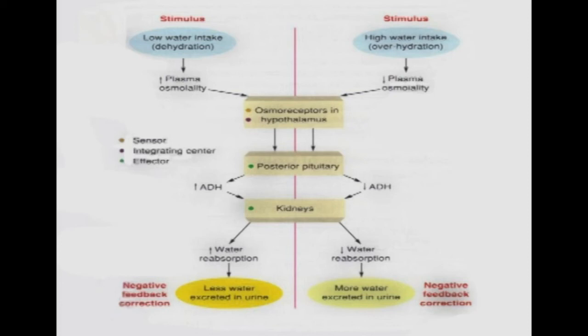As against this, whenever there is excess water or overhydration, look at the similarity. Again, osmolarity decreases. It acts on the osmoreceptors in the hypothalamus, which again stimulate the pituitary to decrease the production of antidiuretic hormone, which affects the kidneys. They decrease water reabsorption and more water is excreted in urine.